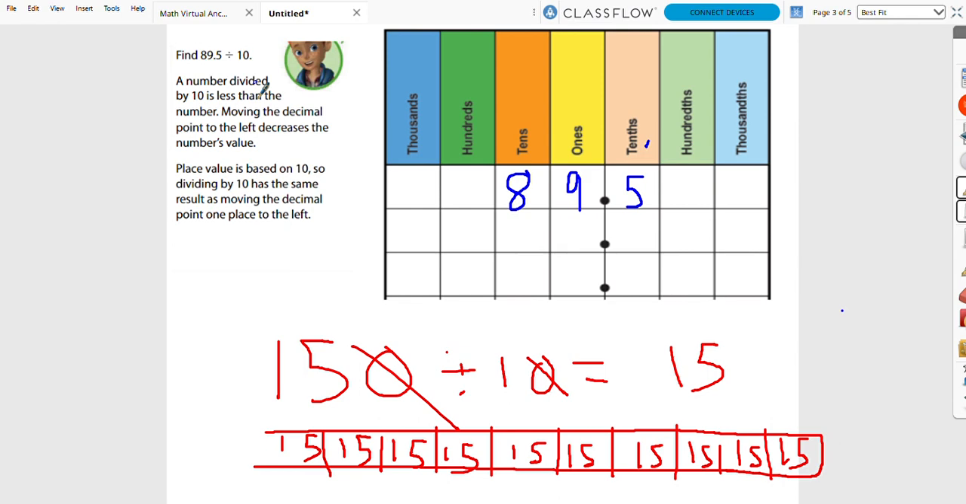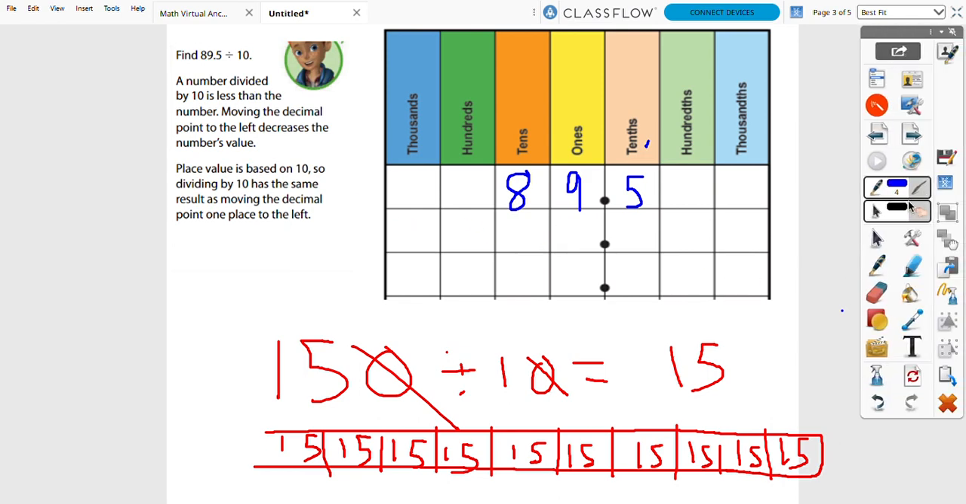So thinking about that example on the bottom I gave you, when you have 150 divided by 10, you know that number is shrinking. We're going to move this decimal point to the left. How many times? Just one, because we're just dividing it by 10. For every time you divide by 10, you move it one place value to the left. So if it was divided by 100, which is 10 times 10, you would move it 2 times. If it was 1,000, you would move it 3 times to the left. If it was 10,000, you move it 4 times to the left.